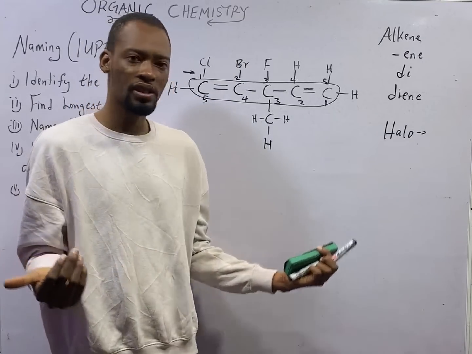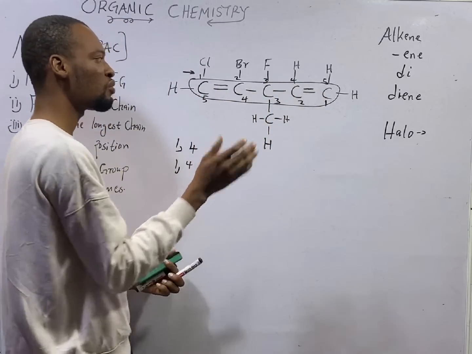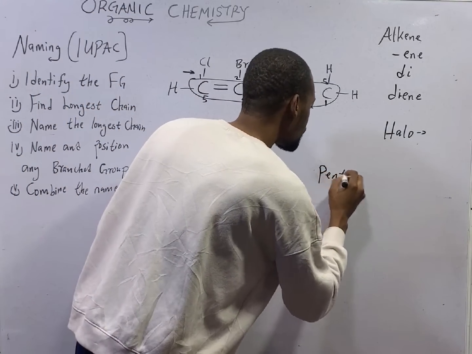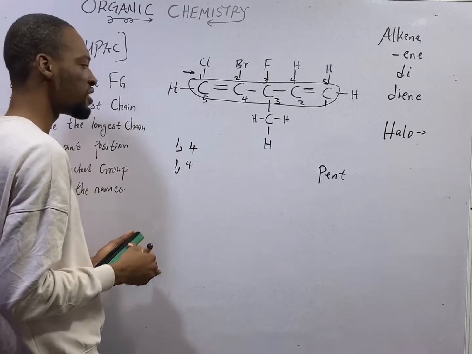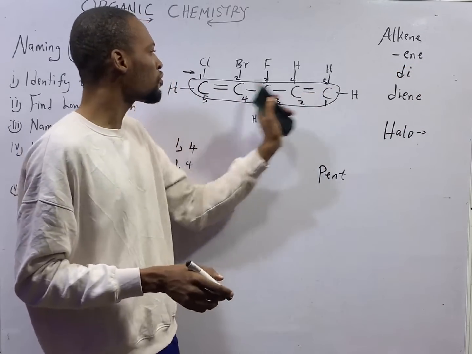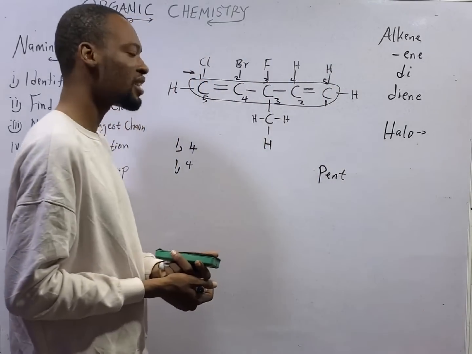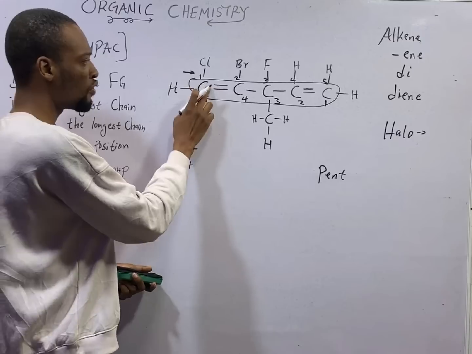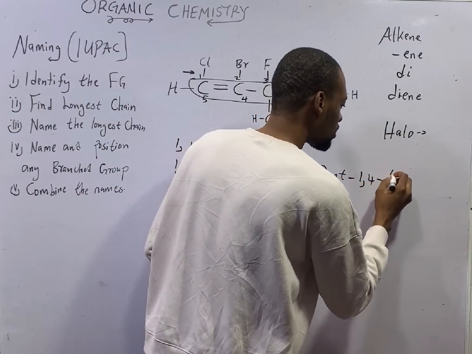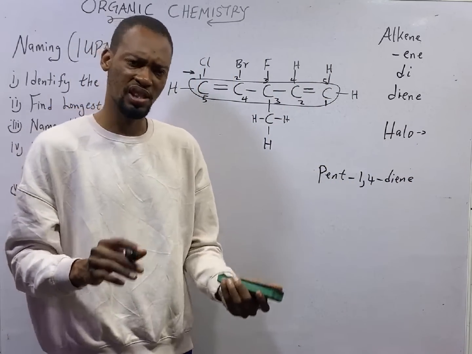Now, we have our longest chain, and the parent will simply be 1, 2, 3, 4, 5. 5 represents pent. And we know that the suffix is the name of the functional group, and the functional group is ene. But since we have 2 of the functional group, it will end in diene. But what are the positions of these enes? They are on carbon 1 and carbon 4. So you have pent-1,4-diene to show that there is presence of 2 enes.